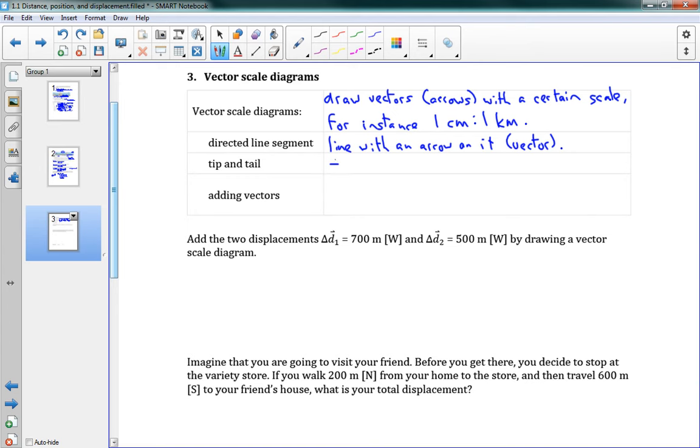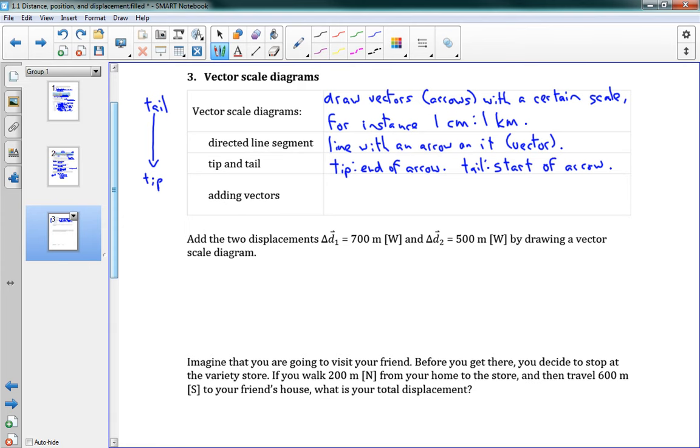And for that, it means that the tip of a vector is the end of the arrow, and the tail is the start of the arrow. So if I draw a little picture over here, this is my tip, and this is my tail.